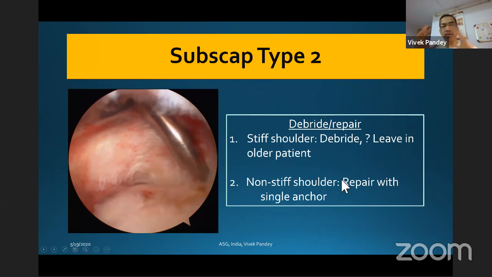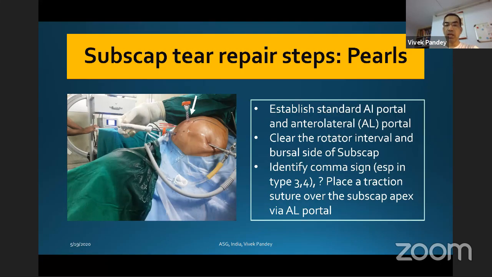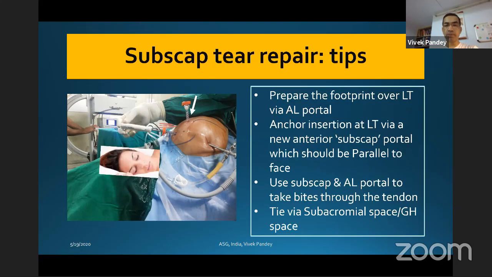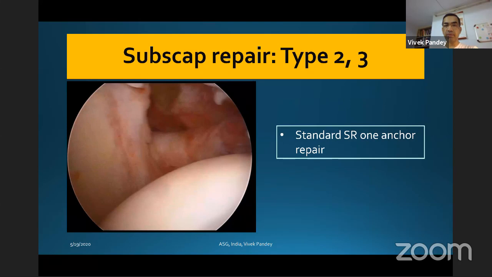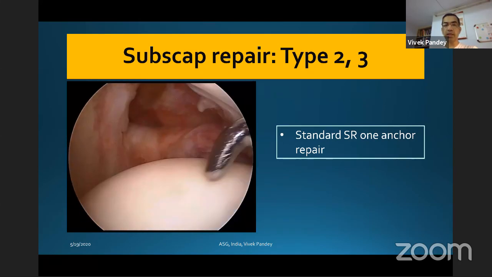This is my own philosophy: for a type 2 tear, if it is a very stiff shoulder and an elderly person who's 65 or 70, I just leave it. I feel it's okay, you need not do this. But if it's a non-stiff shoulder, I will always repair. Why would I usually leave it in a stiff shoulder? Because if you repair it with a little bit of tension, it's going to make it more stiff, because you are tightening an anterior structure. I'll not go into this because JC will discuss everything.